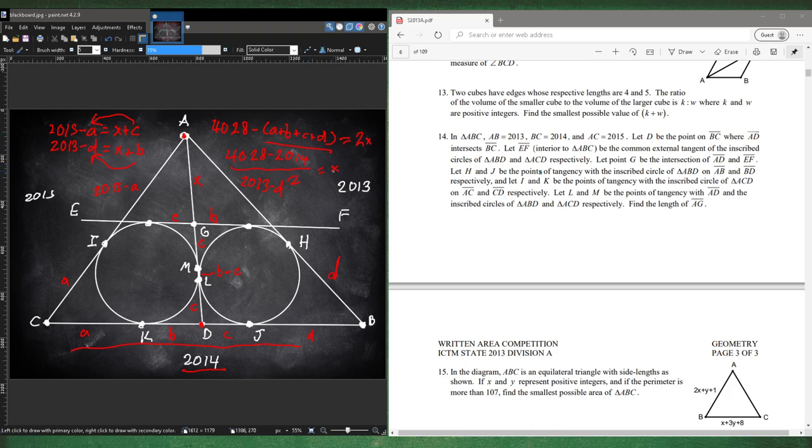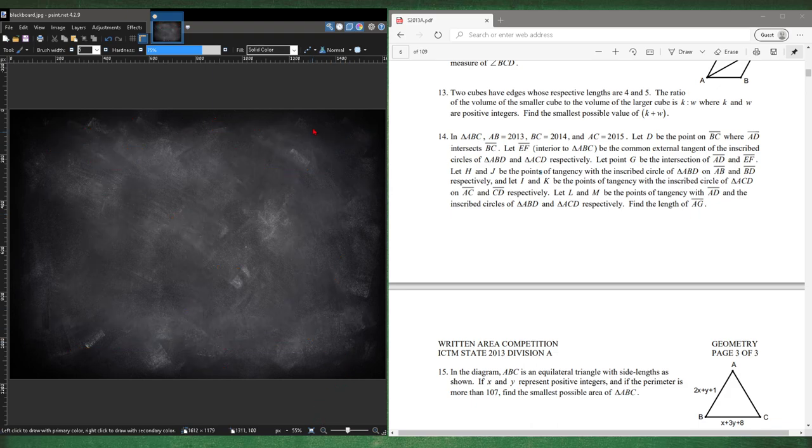And that's basically how we're solving it. So 4028 minus 2014 divide by 2, and we get 1,007. And that is your answer for number 14. Okay, so it's a pretty interesting question, but it's also really long. And it's also not intuitive, so I recommend you skipping it.